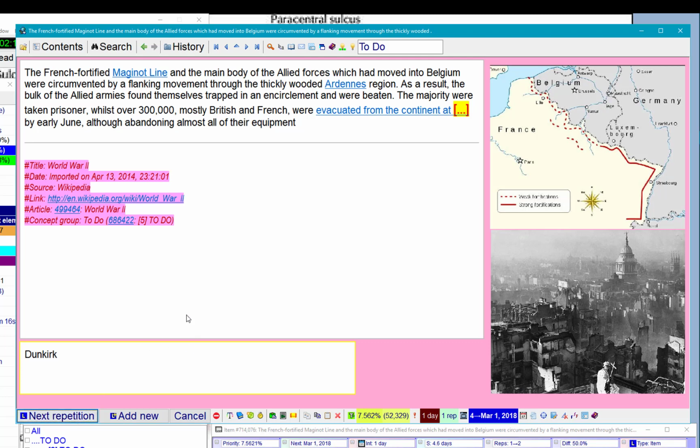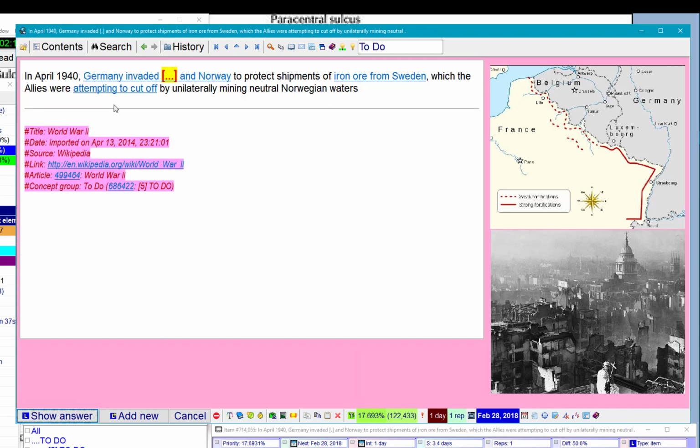And let's see. Next repetition. Where is the next repetition? On March 1st. Then Germany. In April 1940, Germany invaded Denmark. That was the first paragraph, remember?